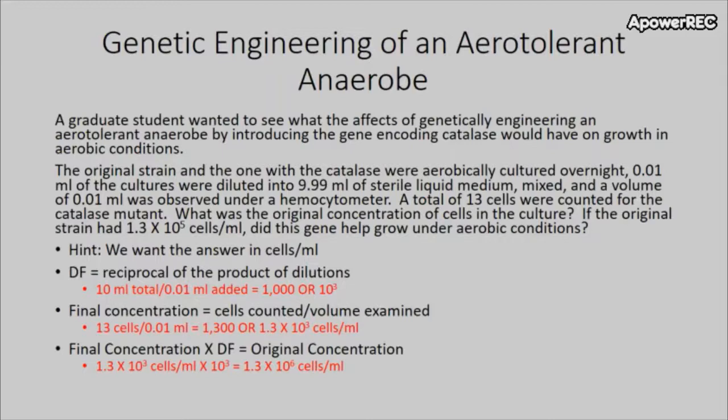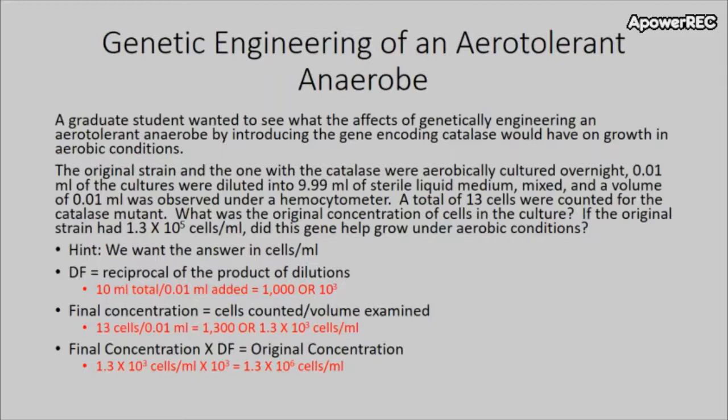And the original strain, so the one without catalase, had 1.3 times 10 to the 5th cells per mL. Did this gene help grow under aerobic conditions? Okay, so again, the hint here is you need to have your answer in cells per mL, not cells per 0.01 mL. To begin with, I recommend always finding your dilution factor, and we added 0.01 to a total of 10 milliliters, and so that's 10 over 0.01, which is equal to 1,000, or 10 to the third.